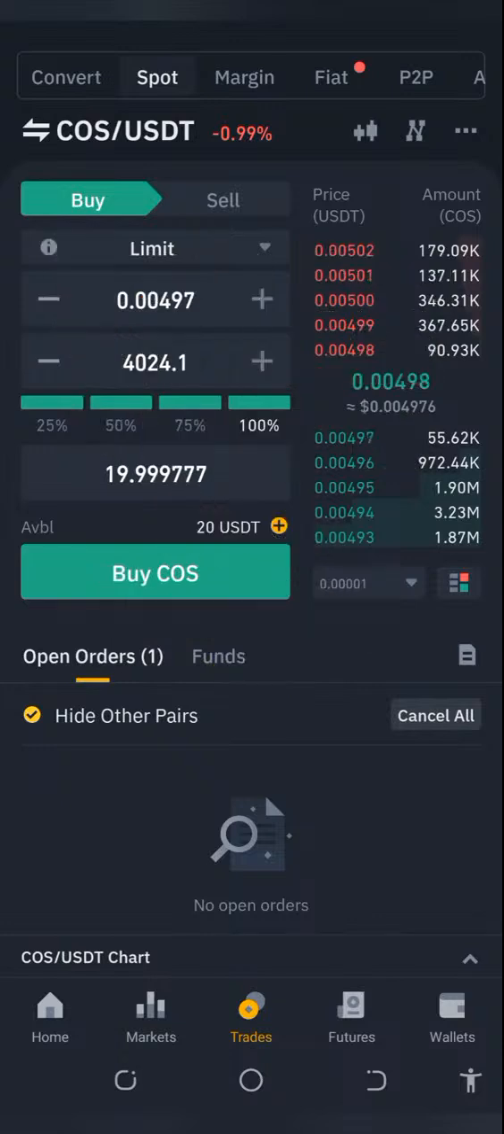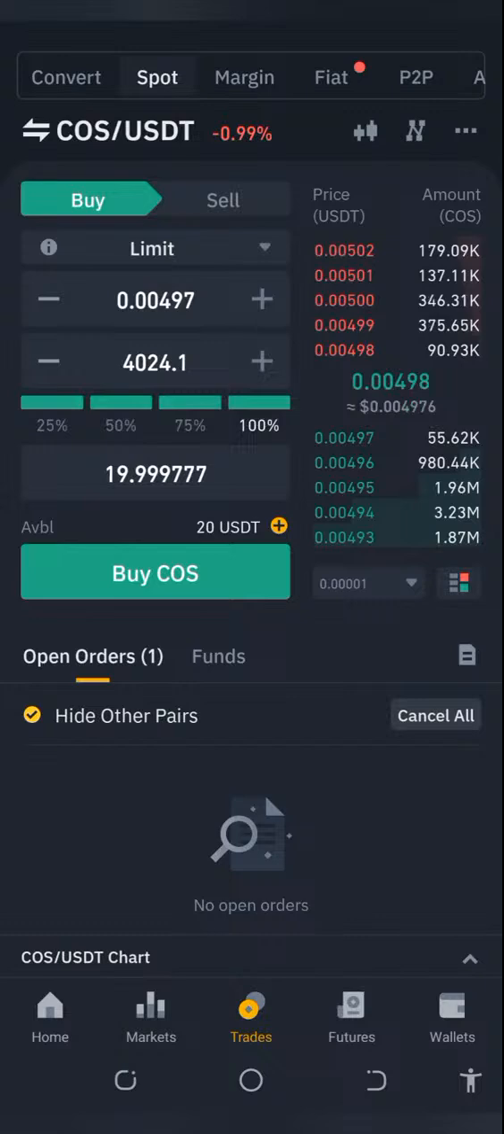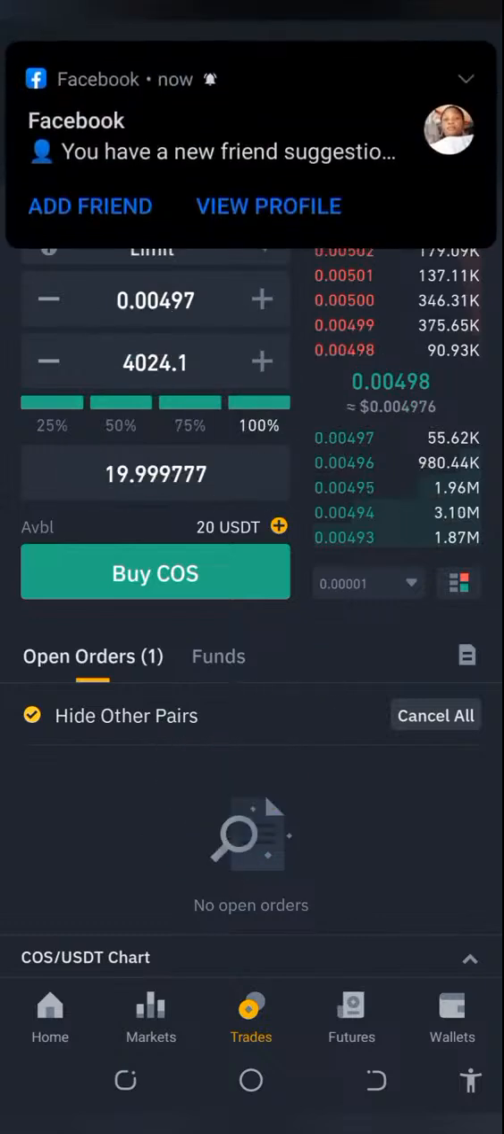Now, I've just given you a quick summary of how this works in triangular arbitrage, in inter-exchange arbitrage, and also in spot trading. These may look like summaries, right? But if you really want a full hands-on explanation of what to do, all you have to do right now is click on the link in the description and you'll be chatting with me.